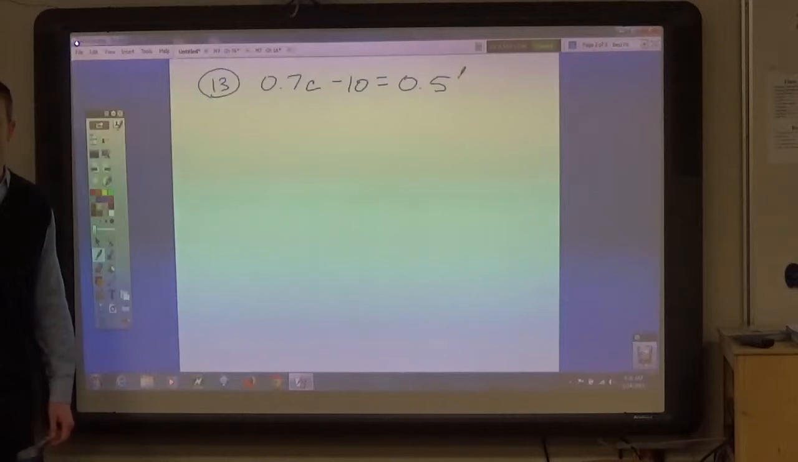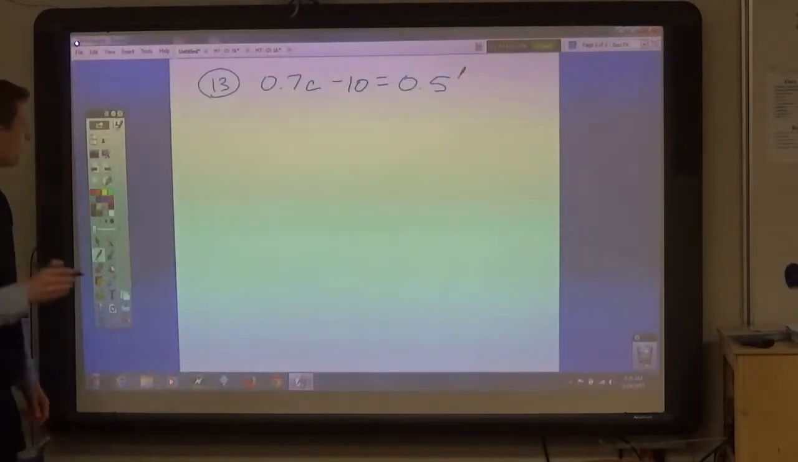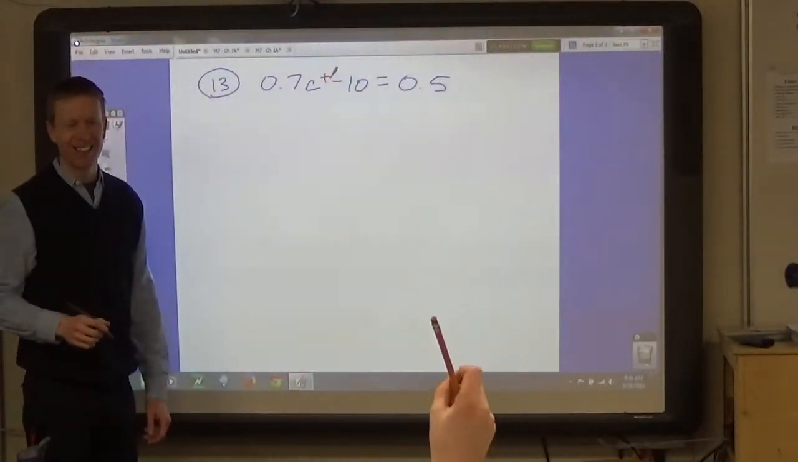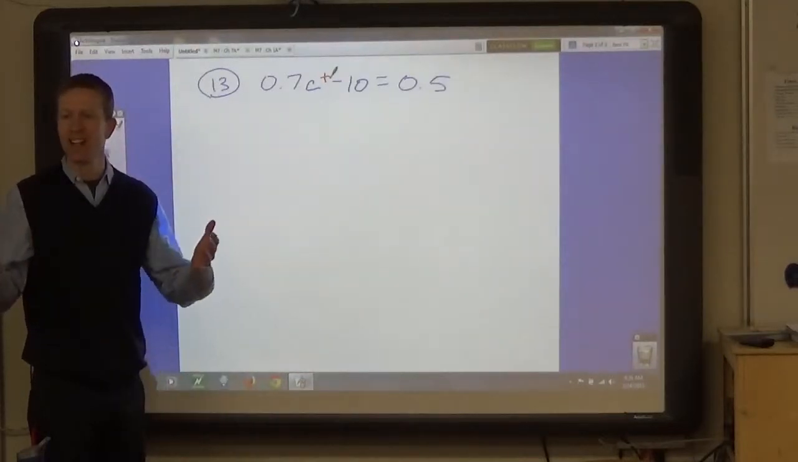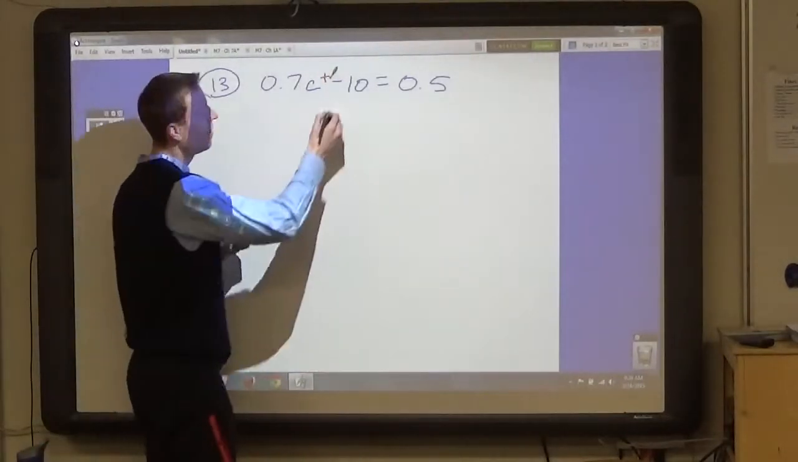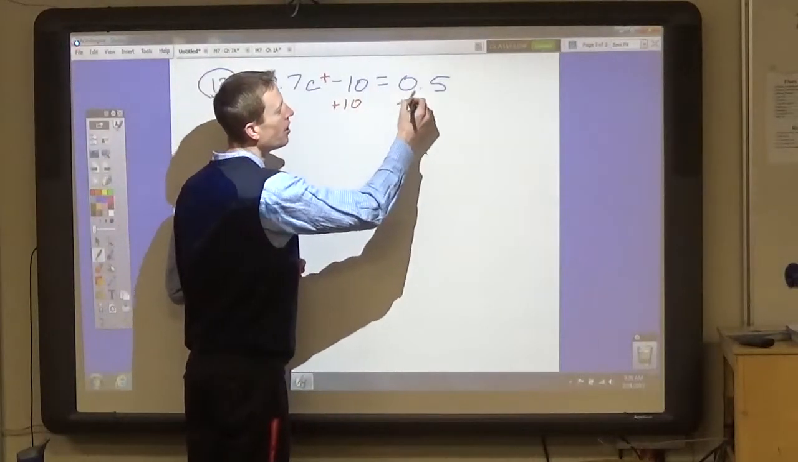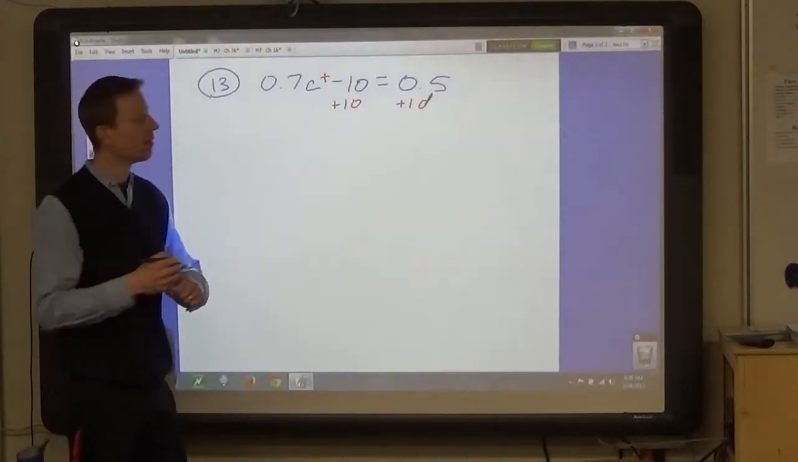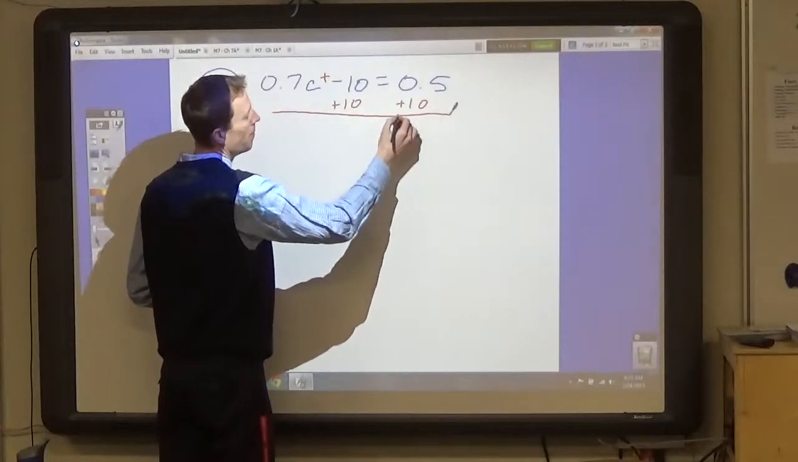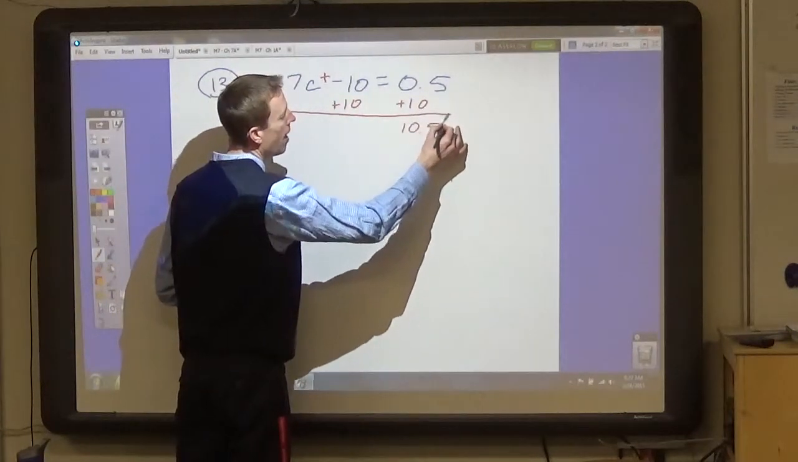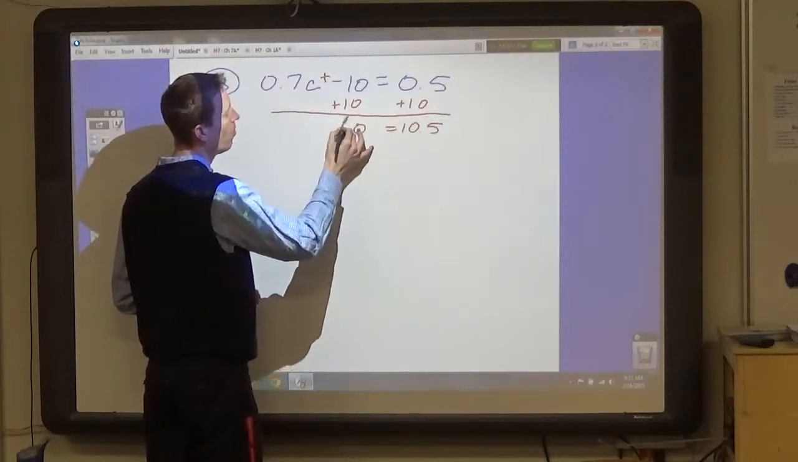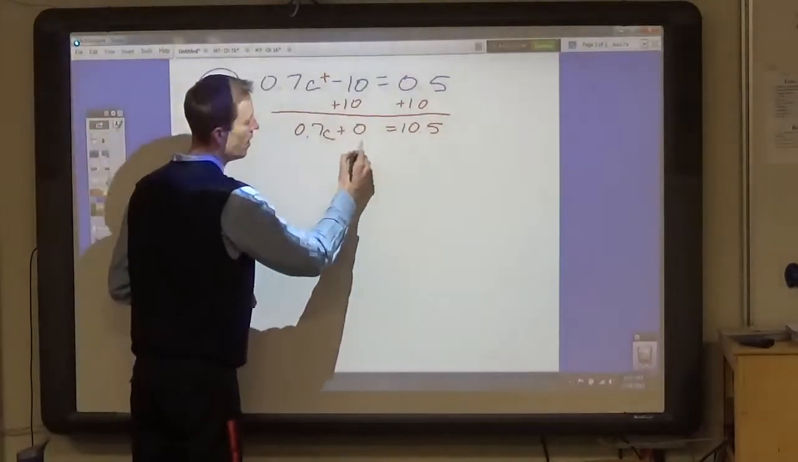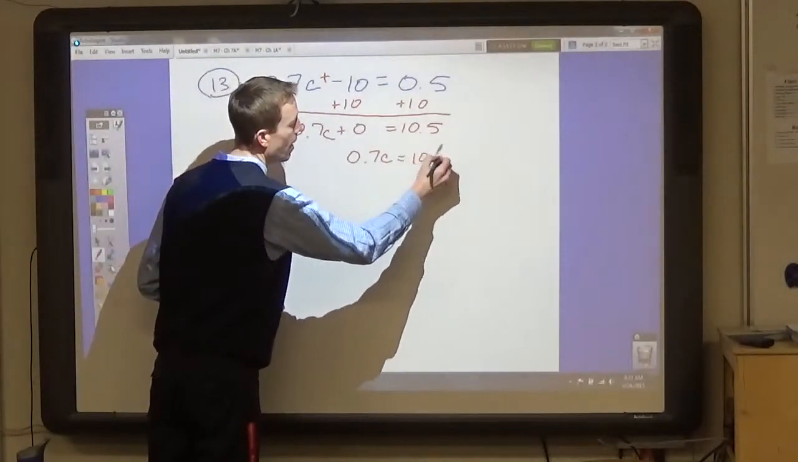What do we use first to solve this? Add a plus sign. Then what? You add 10 to both sides. You can check your work on this. Make sure that you have this correct. That means 10.5 equals 0 plus 0.7c, and then 0.7c equals 10.5.